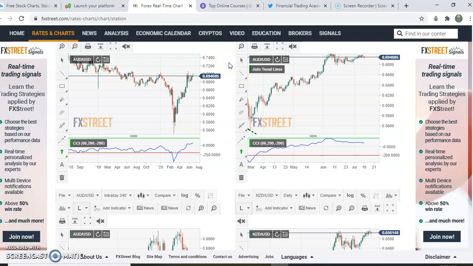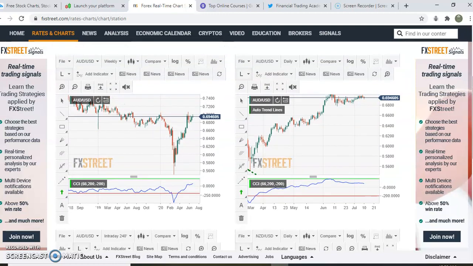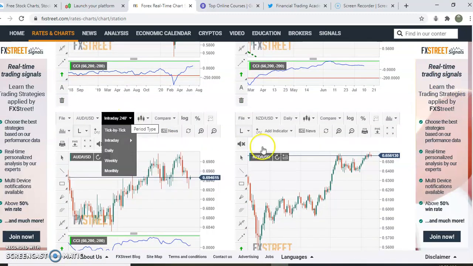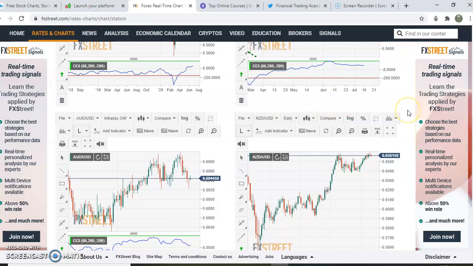What we have here is the Australian dollar against the US dollar. As you can see here, I have a multi-time frame analysis with 4 windows. The first chart is a weekly one, so every candle is a weekly one. The second one is a daily chart. The third one is an intraday chart, so a 4-hour chart. And then, rather than the Australian dollar against the US dollar, we have the New Zealand dollar against the US dollar on a daily basis. And I will be explaining to you later on why I also want to see what the New Zealand dollar is doing against the US dollar.